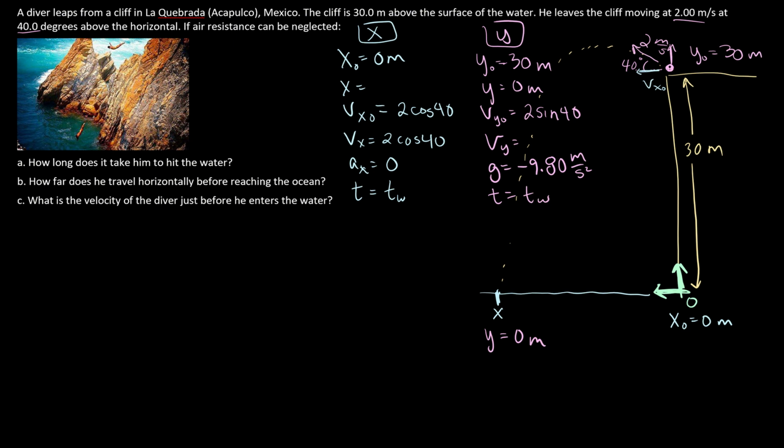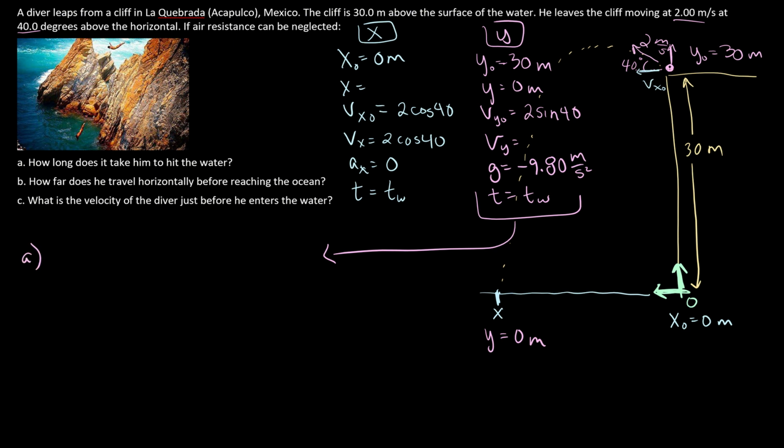Okay, like we've said in previous problems, when we go to solve, we want to use the y direction to figure out the y components of our velocity. We need to use the y direction to figure out how long the person is in the air. So let's see, for A, how long does it take him to hit the ground? So we're wanting to find what this TW is.